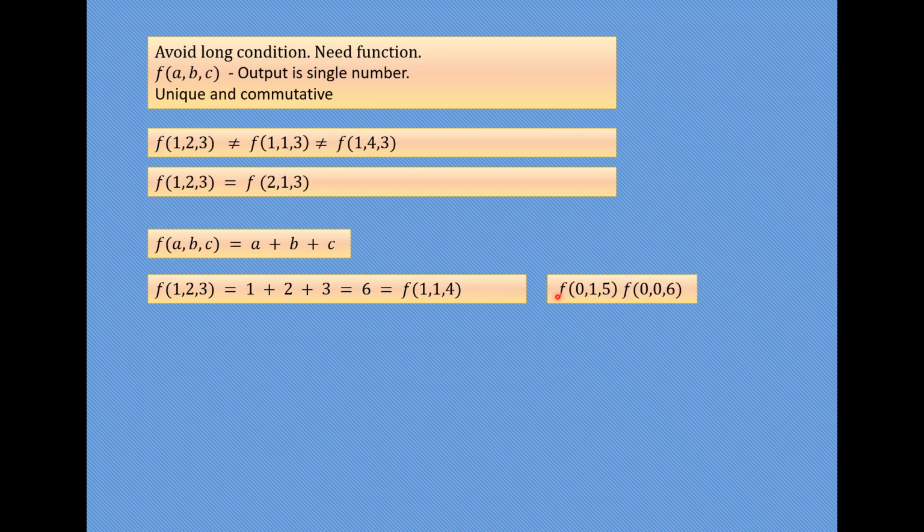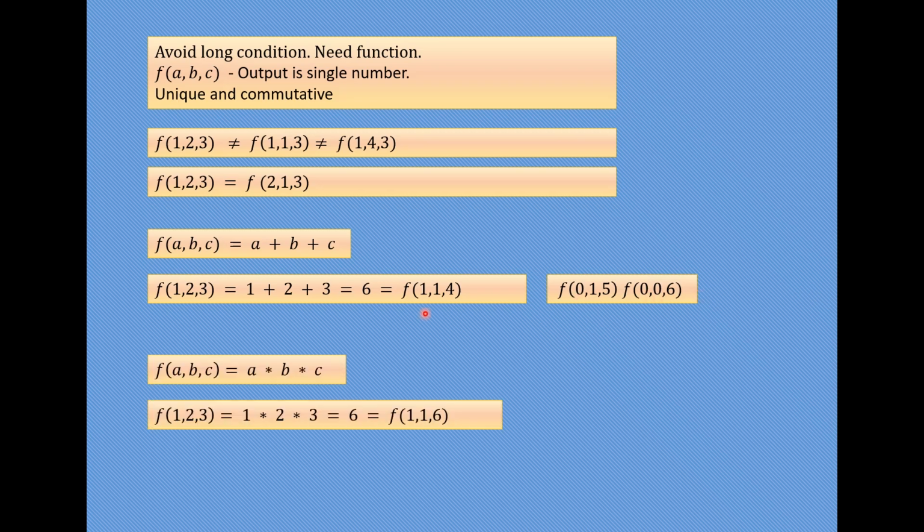Then again, of course, if we are adding the 0, then this is going to cause even more problems, because now you have multiple inputs which are giving you the same output. So addition will not work. Let's see multiplication. So function of A, B, C is equal to A into B into C.